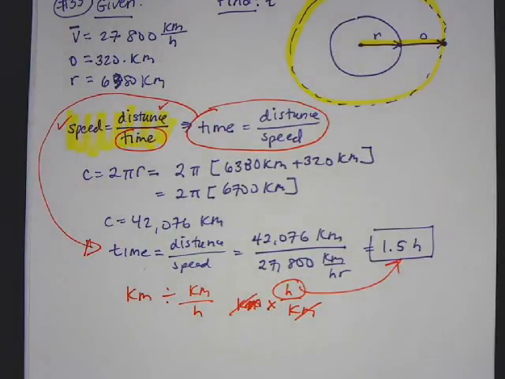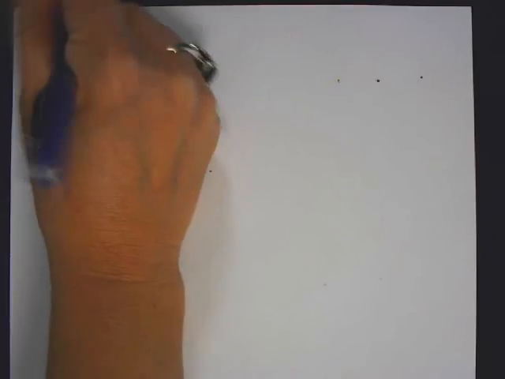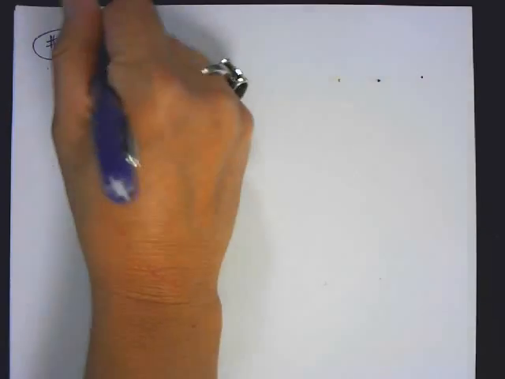All right, let's do another one. Let's do number 37. So number 37 says a rocket moves upward starting from rest, so the initial velocity is 0.